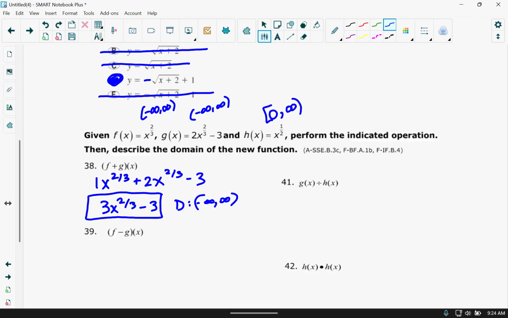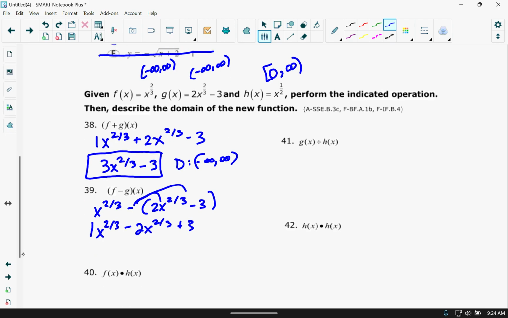Number 39 is pretty much the same problem, except they want us to subtract. When I subtract the g problem, I have to put it in parentheses, so that way that negative can distribute. So I'll have negative 2x to the 2/3 plus 3, and then I'll bring down x to the 2/3. So 1x to the 2/3 minus 2x to the 2/3 is minus 1x to the 2/3 plus 3. And then they want us to find the domain. Anytime it's got a bottom of 3, that means it's a cube root, so the domain is going to be negative infinity to infinity.